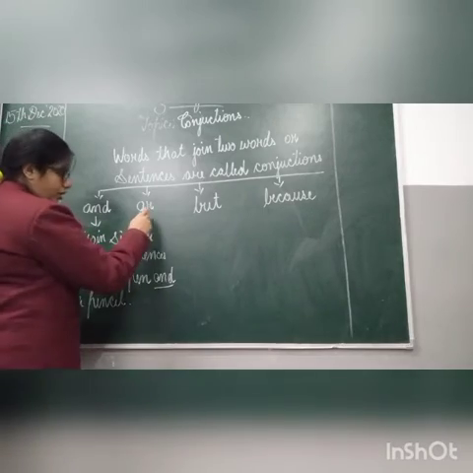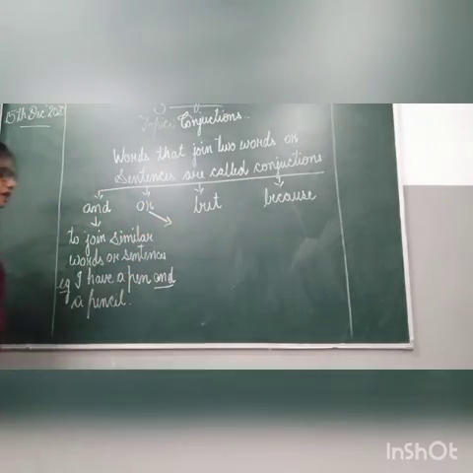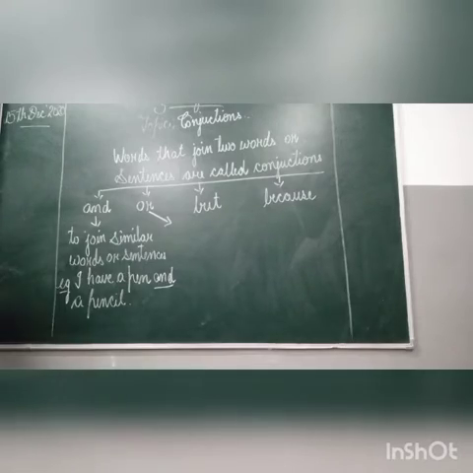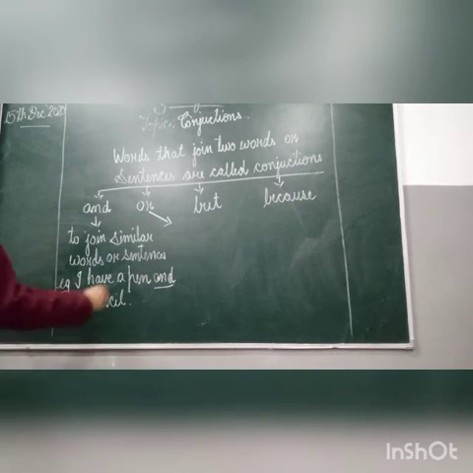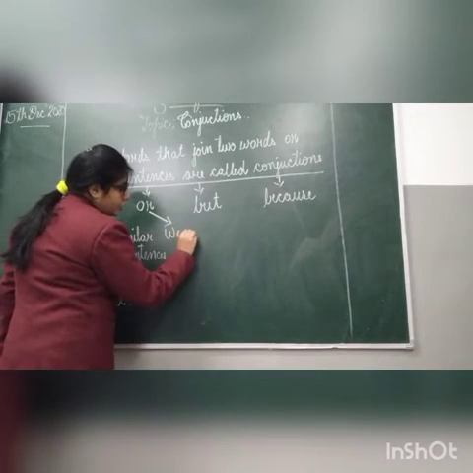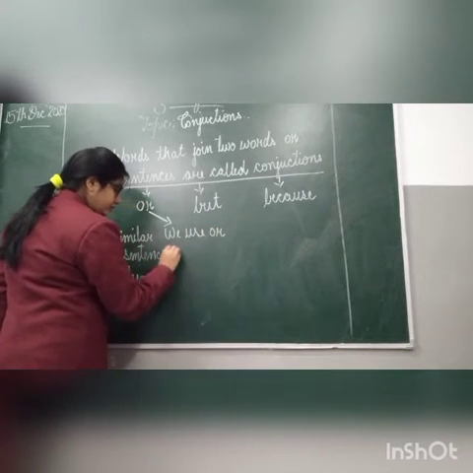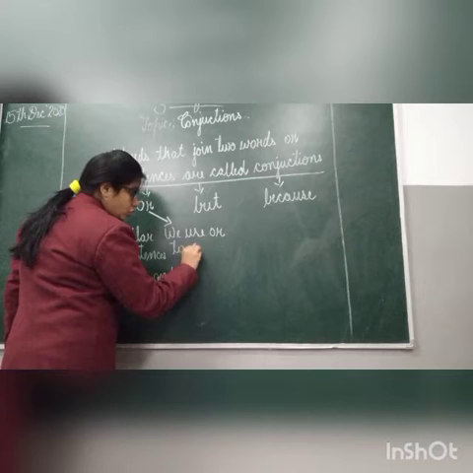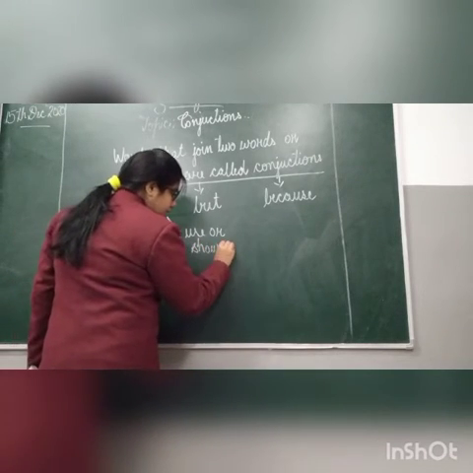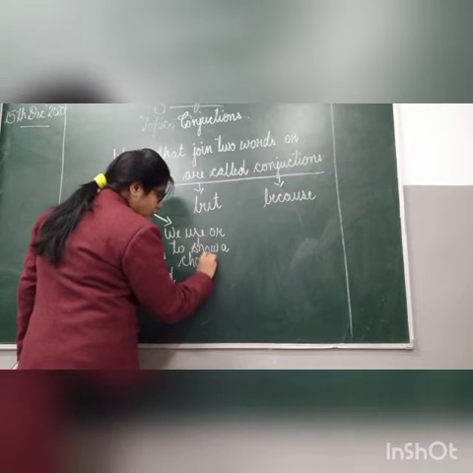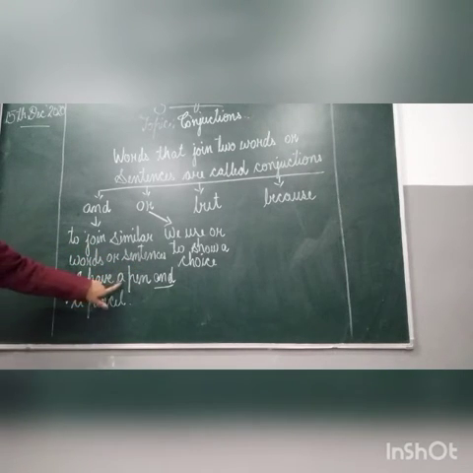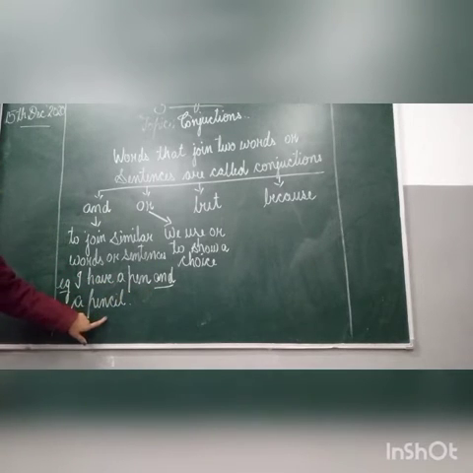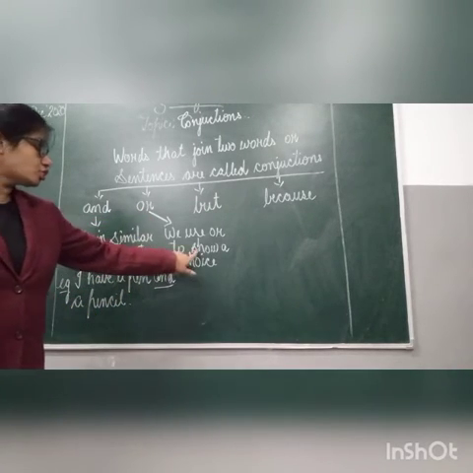Now second is or. Which word am I taking? Or. Where do we use or? We use or when a choice is there. So we use or to show a choice. We use and to join similar words or sentences. For example, I have a pen and a pencil. We use or to show a choice.